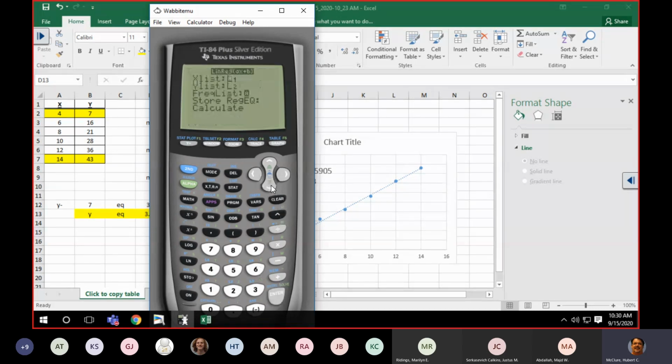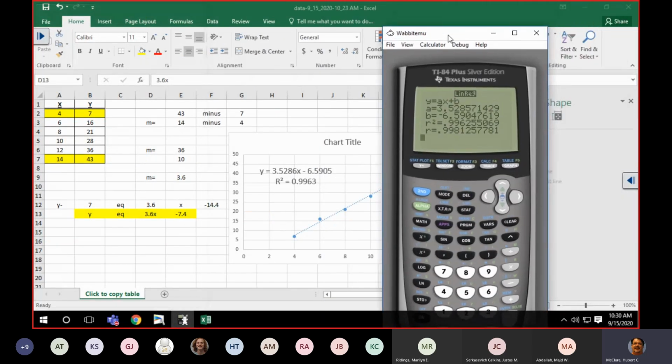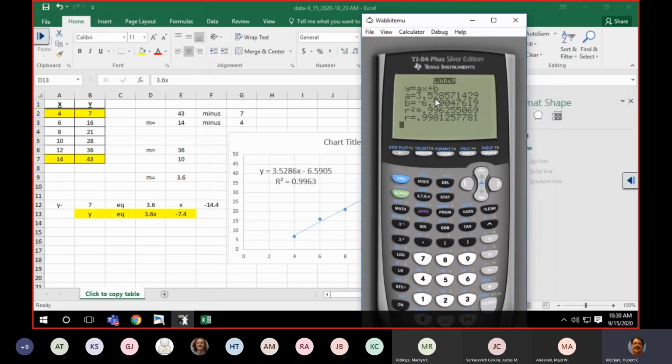It defaults to L1 and L2. Calculate. There's R, 0.99. Now look at your two. 3.5286, 6.5905. R squared is 0.9963, and if you took the square root, you get 0.9981.